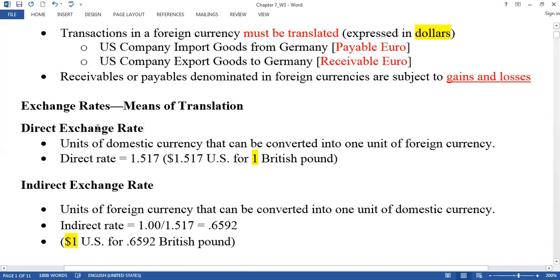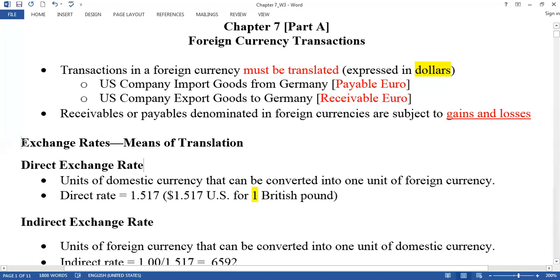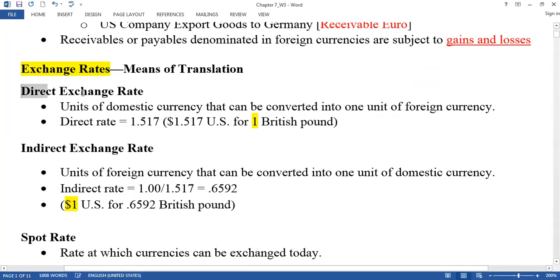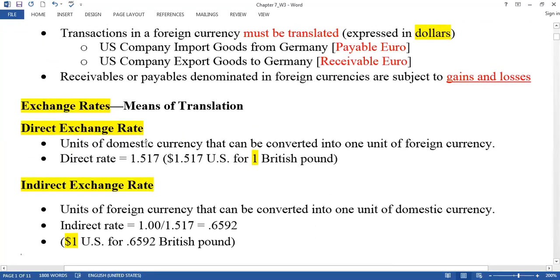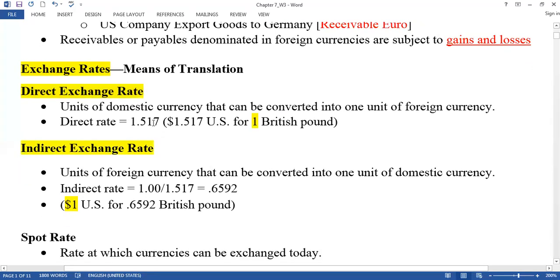Now we should know some exchange rate terminology. First is called the direct exchange rate. We have the direct exchange rate and the indirect exchange rate. So your question may give you a direct rate or an indirect rate. It doesn't matter, because I'm going to teach you, if you are given an indirect rate, how to convert it into the direct rate. It's very easy.